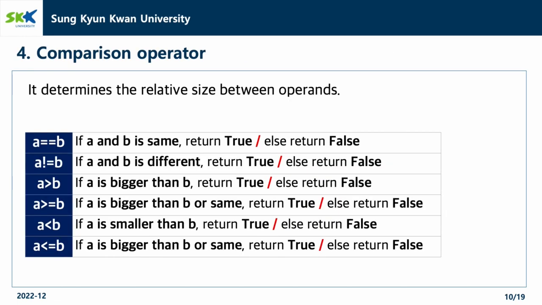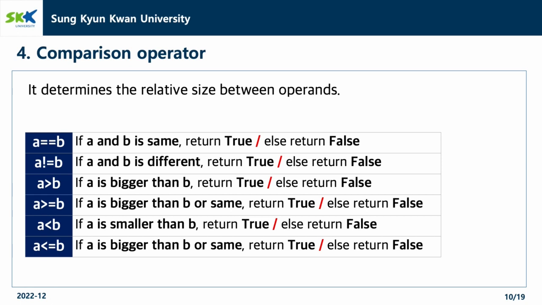Fourth is comparison operators. They determine the relative size between operands. The first operator returns true if a and b are the same. Otherwise, it returns false. The second operator returns true if a and b are different, otherwise it returns false. The third operator returns true if A is bigger than B, otherwise it returns false. The fourth operator returns true if A is bigger than or the same as B, otherwise it returns false.